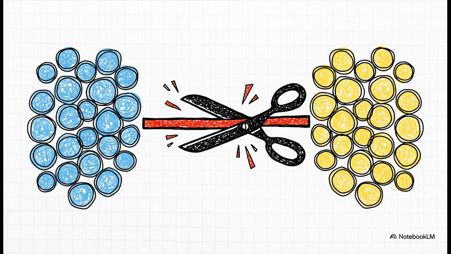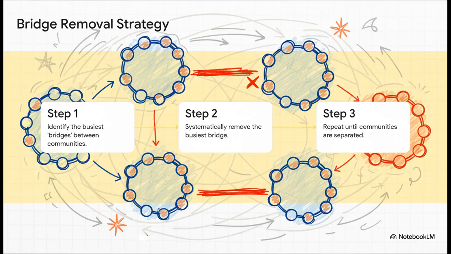Okay, but here's where the Girvan-Newman algorithm gets really clever and honestly, a little counterintuitive. To find what holds these groups together, it doesn't try to build walls or look for dense connections. Nope, it looks for connections to remove. Yeah, the whole strategy is what we can call bridge removal. The algorithm's job is to sniff out the busiest, most critical bridges that link different groups together. And once it finds the busiest one, it just snips it, and then it does it again. The idea is that if you remove the key bridges between communities, the communities themselves will just naturally separate.